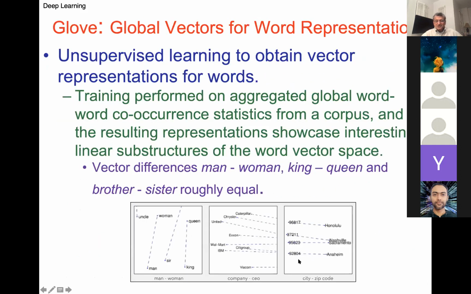And here, they're all variants. There's a basic word embedding, and then there's character level embedding. And then GloVe is global vectors for word representation. Previously, all of it was supervised learning. Now we are doing unsupervised learning to obtain vector representations for words. Training is performed on aggregated global word-to-word co-occurrence statistics from a corpus, and the resulting representations showcase interesting linear substructure in the word vector space. So man to woman, king to queen, and brother to sister are roughly equal.